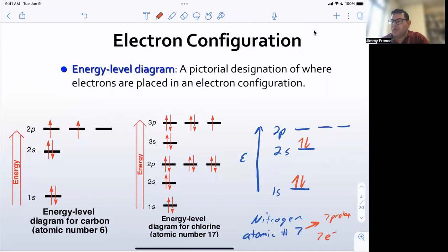Now we've used 4 of them. We have 3 left. So that means we're going to put 1 in each of these. And that would be our electron configuration. Right? If we had another electron, remember that's when we go back and start pairing them up.